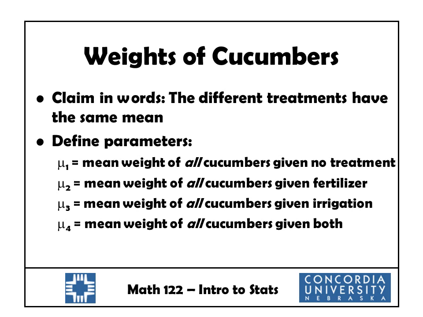So the next step is to define our parameters, and we have 4 parameters. Mu1 is the mean weight of all cucumbers in that first patch that was given no treatment. Mu2 is the mean weight of all cucumbers in the second patch given fertilizer, and so on and so forth. So each population has its own mean. Each population has its own parameter, mu1, mu2, mu3, and mu4.